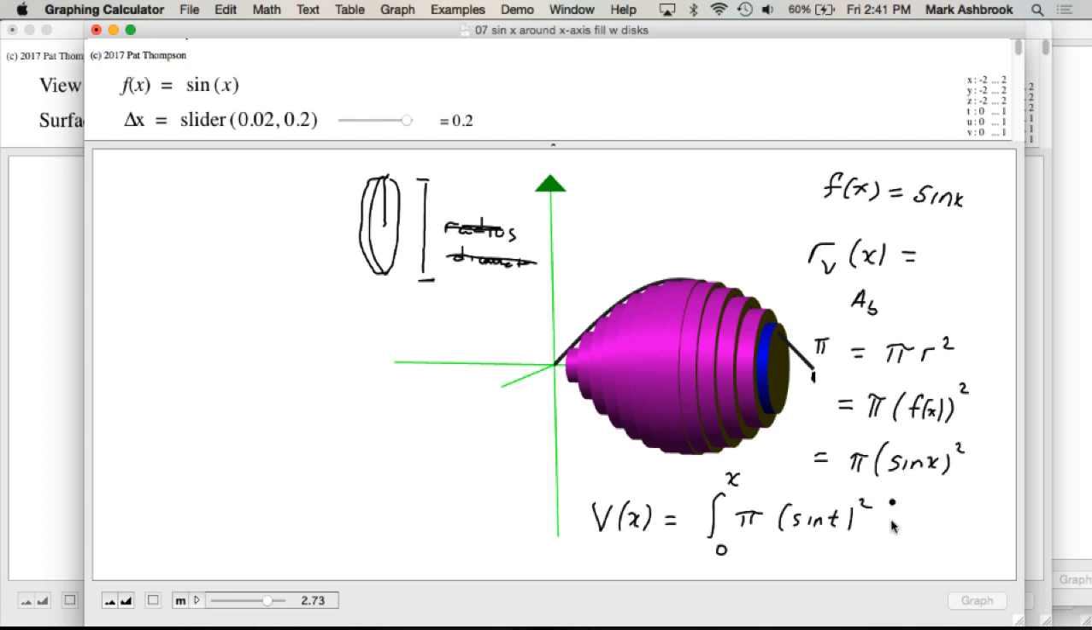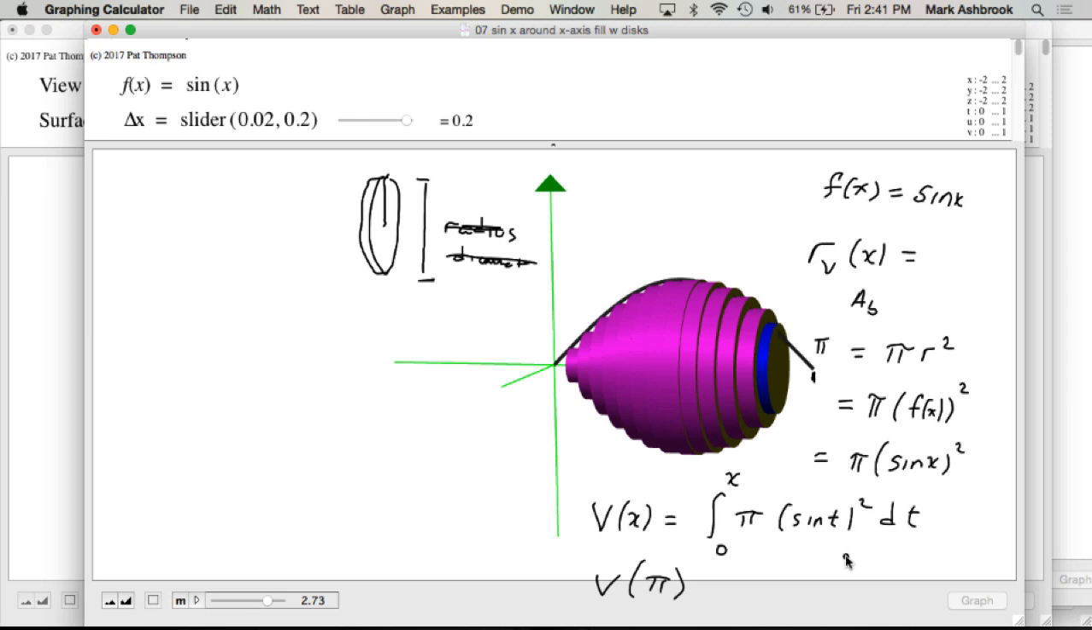This is what I heard her say. Is that right? Got it? And so how can we represent the volume of the whole lemon drop, or the whole seed pod? V of pi. V of pi then would give us the finished product.